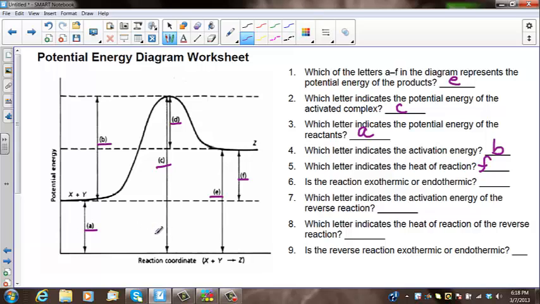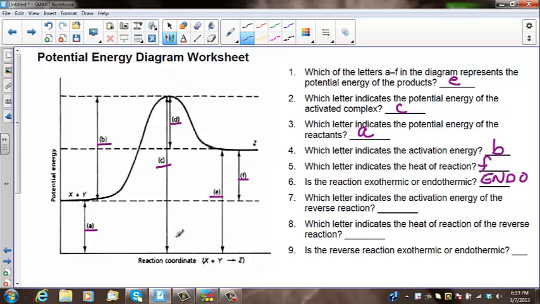Is the reaction exothermic or endothermic? Well, there's two ways to tell. One way is uphill. Anything that goes uphill, potential energy diagram, heating curve, quantum jumps going from a low level to a high level, is always going to be endothermic, and we are going to absorb energy.